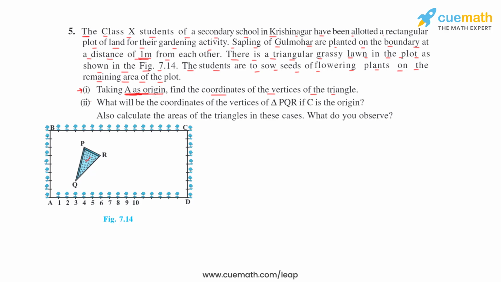Second, what will be the coordinates of the vertices of triangle PQR if C is the origin? So in the second part, if C is the origin, then you have to tell the coordinates of PQR, and in both the cases also calculate the areas of the triangles. Then what do you observe? So first of all, let's start with the first part.